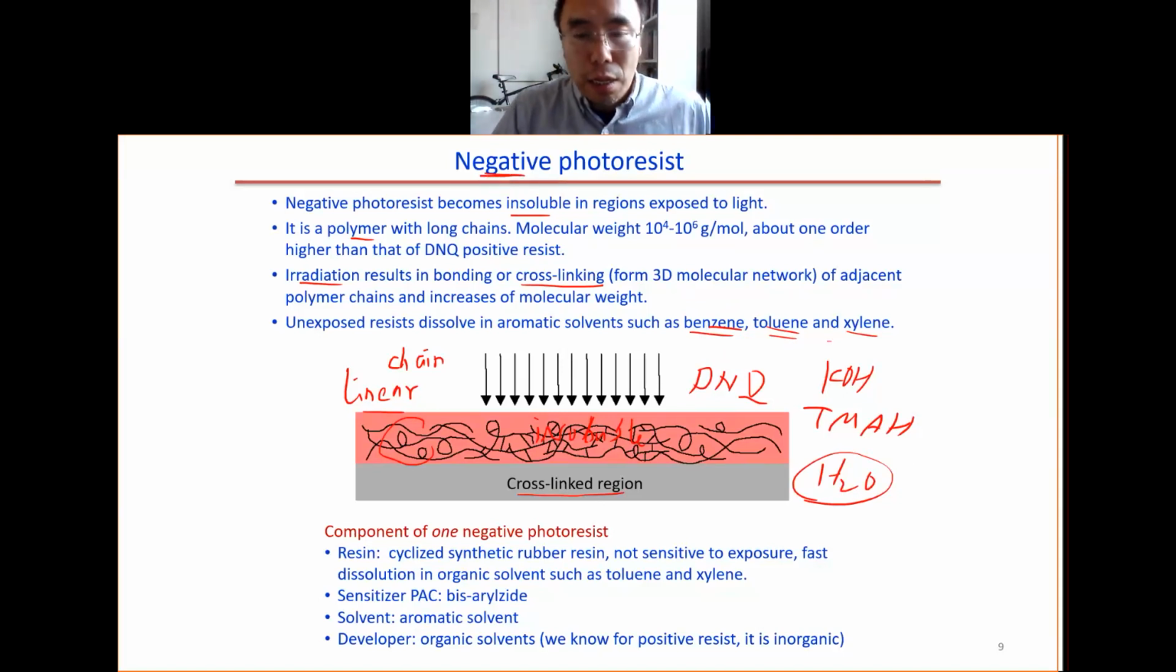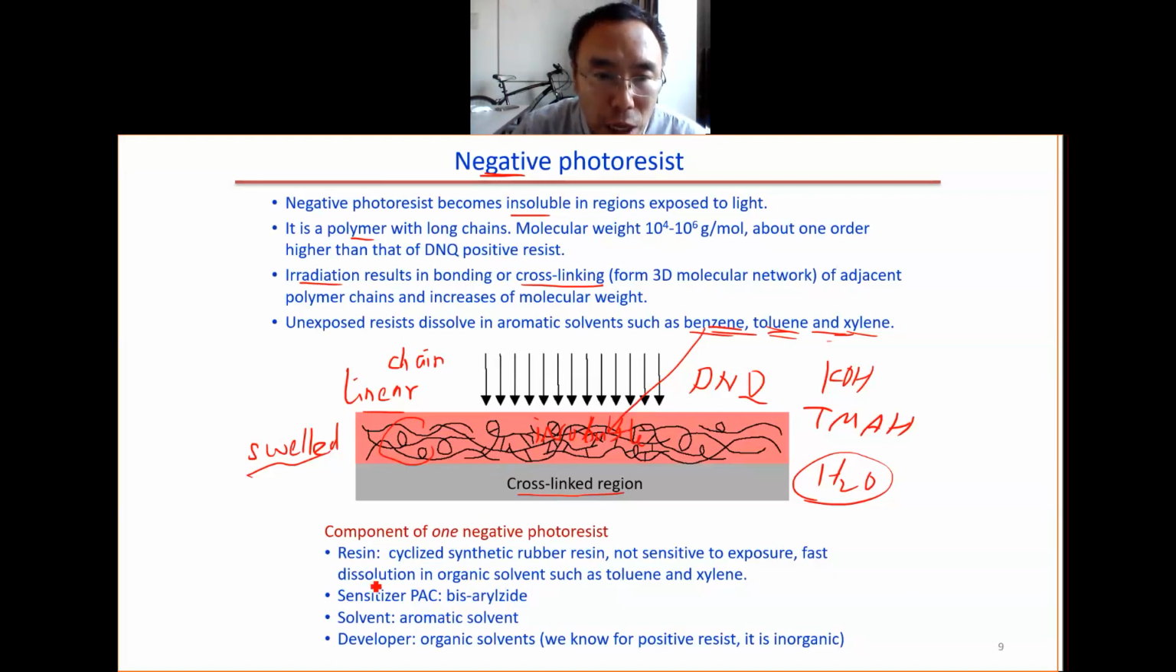The negative resist is cheaper than the positive resist. That's why it was used before the 1970s. But afterwards, people used more and more positive resist, because positive resist gives you better resolution. One reason is that the negative resist gets swelled. You can imagine that even though the solvents cannot dissolve the cross-linked region, the solvent molecules can get into the cross-linked region and swell it. When it swells, you lose some resolution. So this is one example of the negative resist. We have the same components: resin, photoactive compound, and solvent.